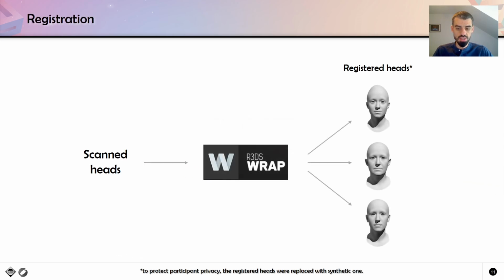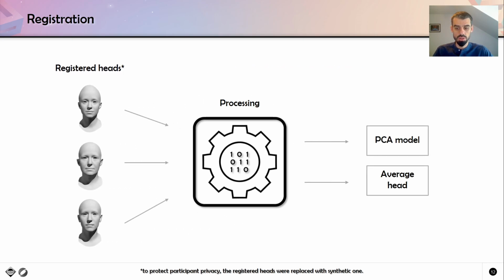In order to use PCA, we needed to standardize the meshes first. To do so, we registered all the head scans to the template mesh using a commercially available software called R3DS Wrap. The template mesh was generated by an artist and was originally designed for facial expression details. After registration, we processed all the meshes, creating the PCA model and the average head mesh. When creating the PCA, we saved 196 principal components, which explain 99% of the variance in the input dataset.